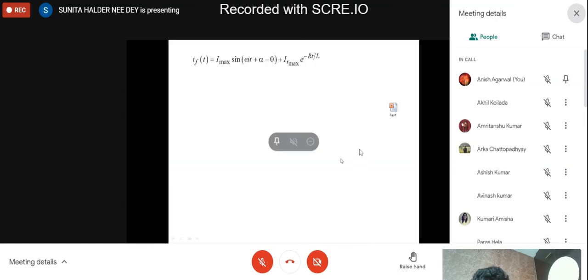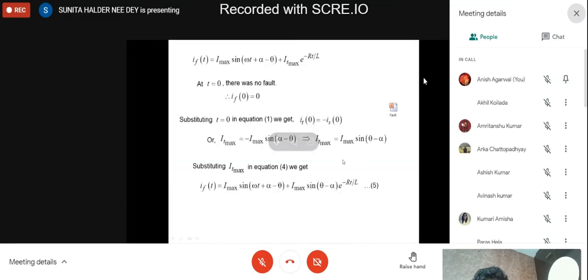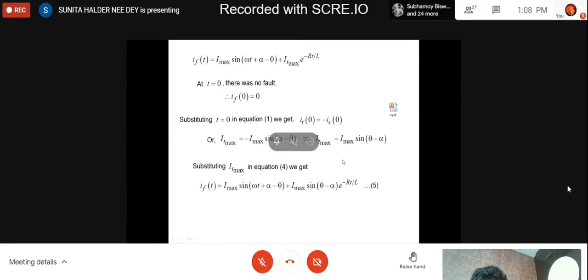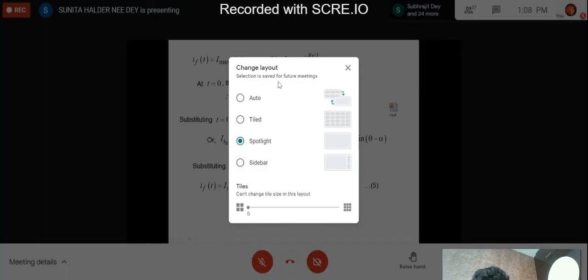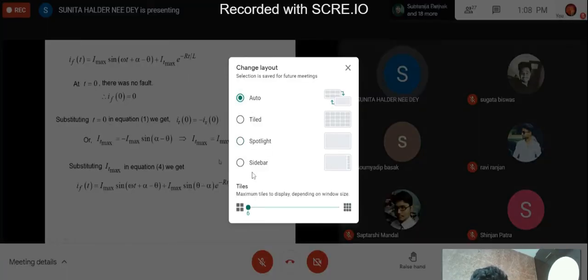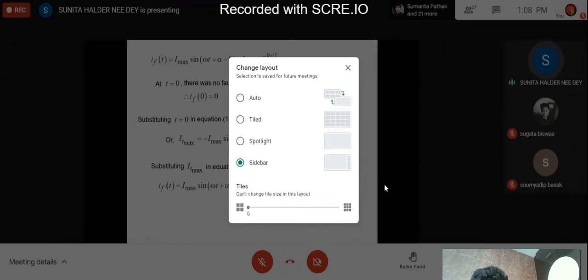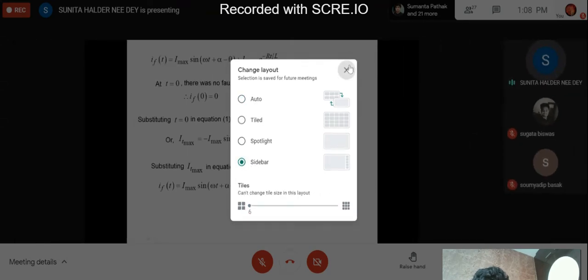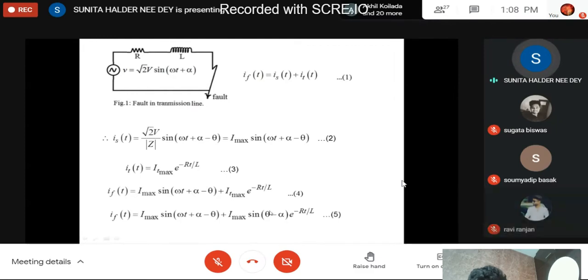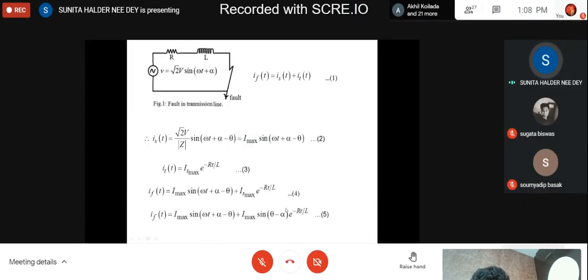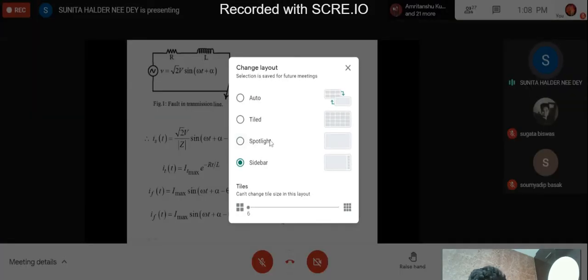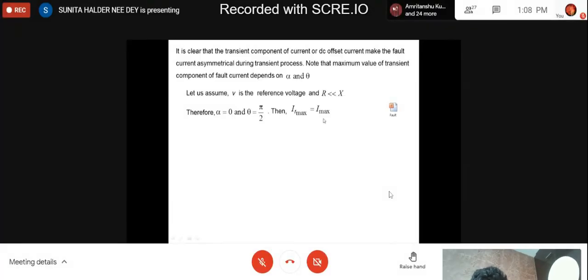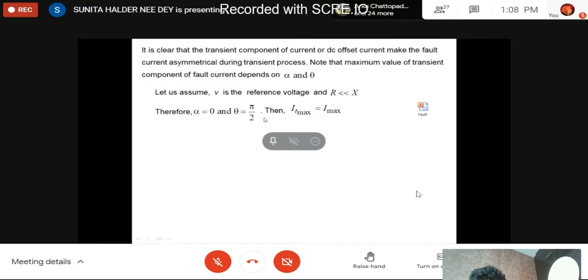Then if we want to plot this thing, I have discussed already. So if alpha equal to 0 and theta equal to pi by 2, then that's Imax sine theta minus alpha, the maximum value of this transient fault current. This was the transient fault current, Imax sine theta minus alpha. Obviously when theta equal to pi by 2, alpha equal to 0, then this Imax sine theta minus alpha will be equal to Imax, and that will be the maximum value.